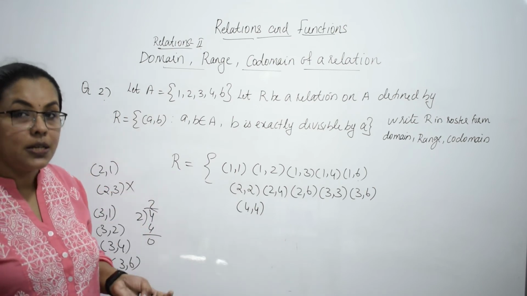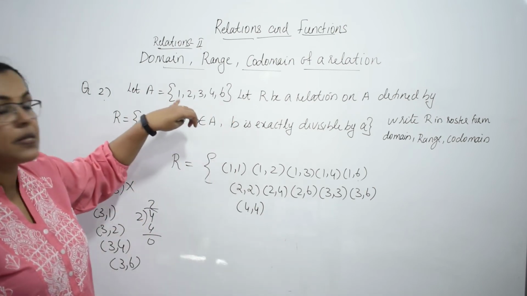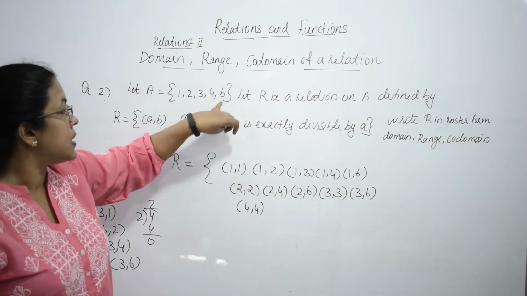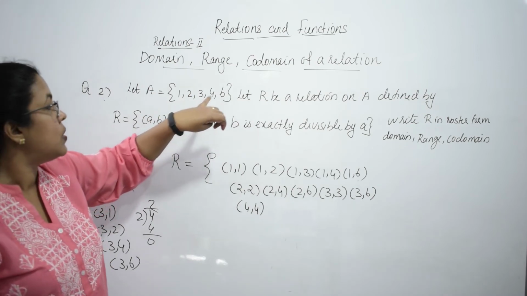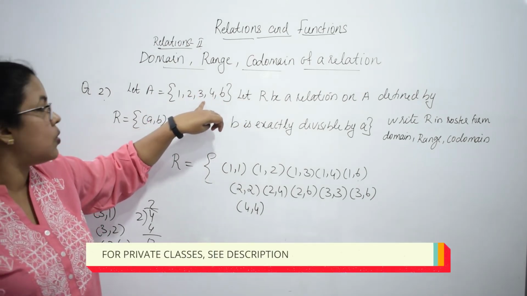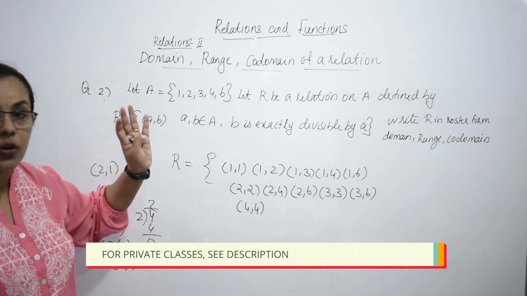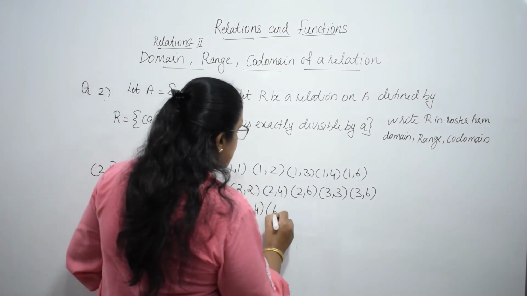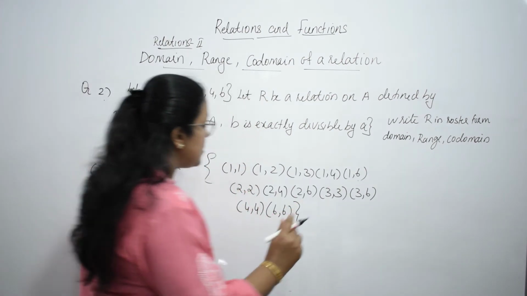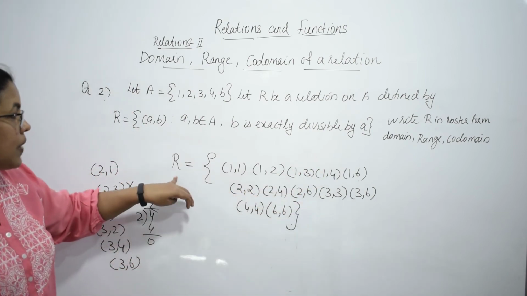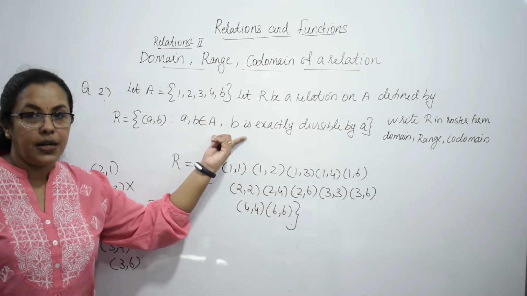Now, what about the next elements? Is 6 divisible by 1? No. 6 divisible by 2? No. 6 divisible by 3? No. 6 divisible by 4? No. So, which is the next element? (6, 6). So, these are the elements of R which satisfy this condition.